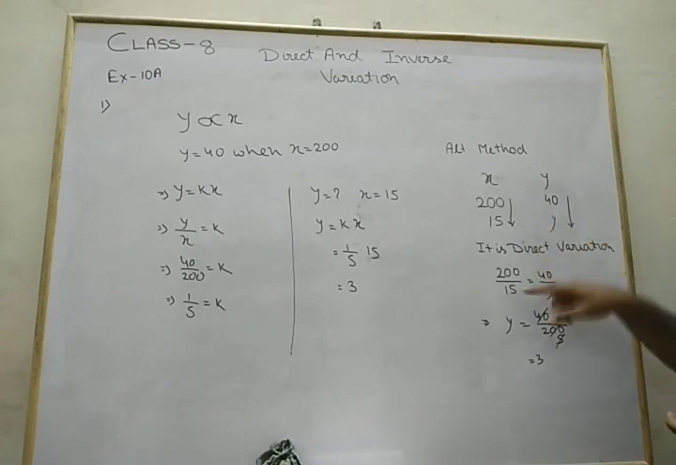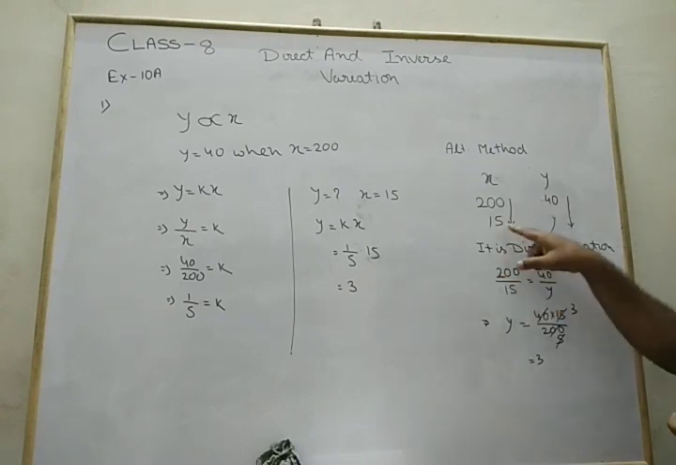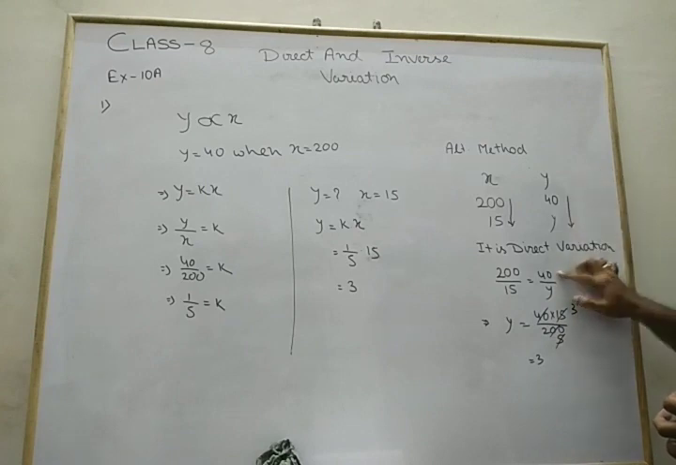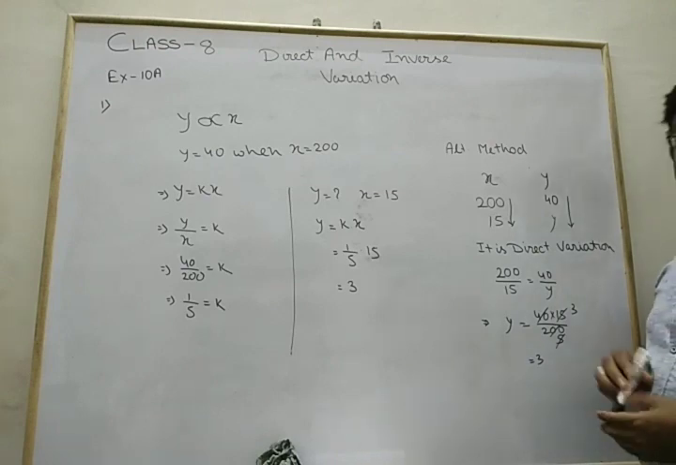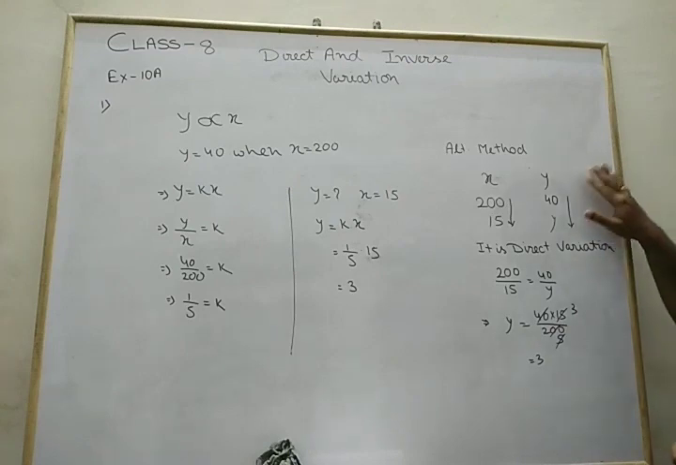In this case, see how we write 200 upon 15. 200 at the tail side as a numerator and the head side as a denominator. So the tail side as a numerator, the arrow's head side as a denominator. This is the concept of direct variation. In the rest of the questions I will try to use this new method so that you can easily understand it.